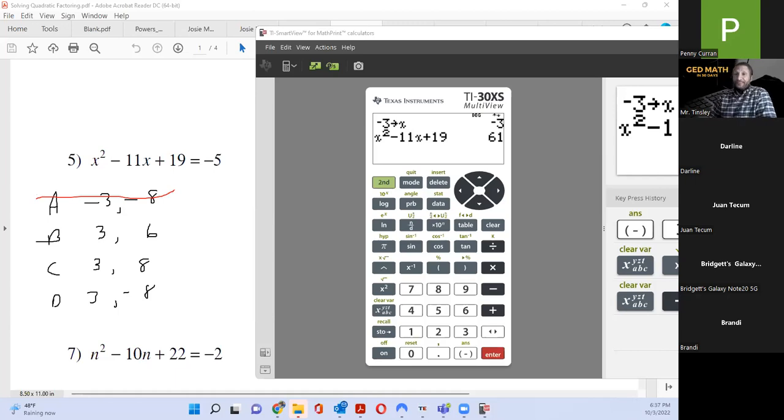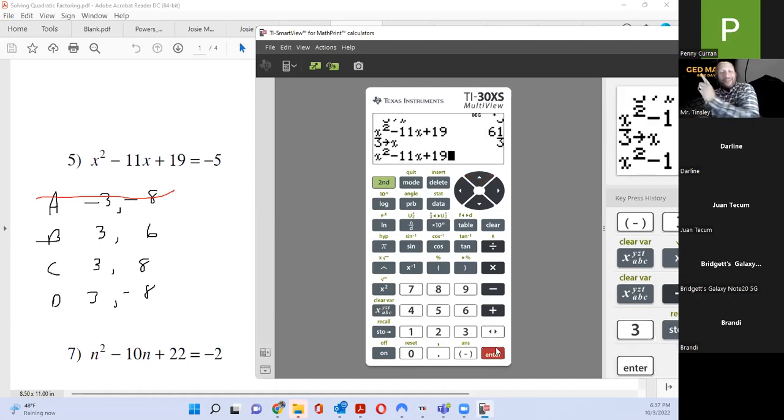So now I'm going to go to B. But this time I'm going to use 3 as X. 3 store X. And I'm going to plug it back into that same quadratic equation. What should I see if that's a solution when I press enter? Negative 5. Oh, I see a negative 5. Because that's what an equal sign means. If I plug in a value for X, I should get the same thing on the other side. In this case, I got a negative 5. So I plug that 3 in. So B, C, and D all have 3. So it could be B, C, or D.